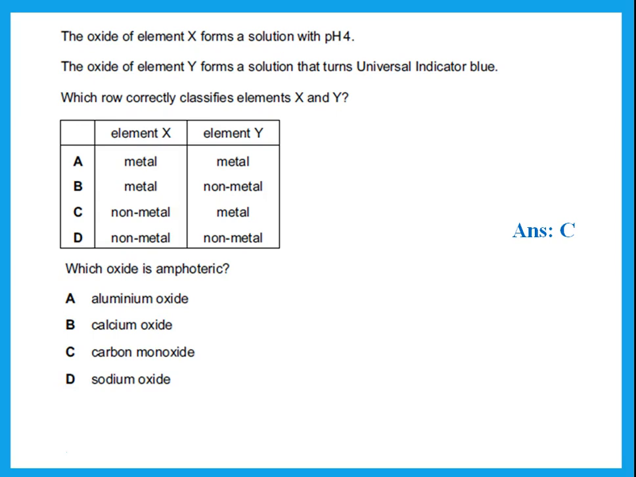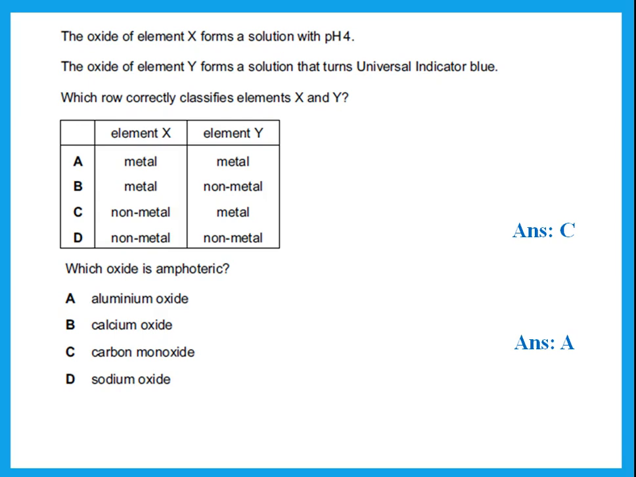Which oxide is amphoteric? Remember we said which oxides are amphoteric? The examples that we had were aluminium, zinc, lead. So aluminium oxide is amphoteric. What about the others? Let's see the others.